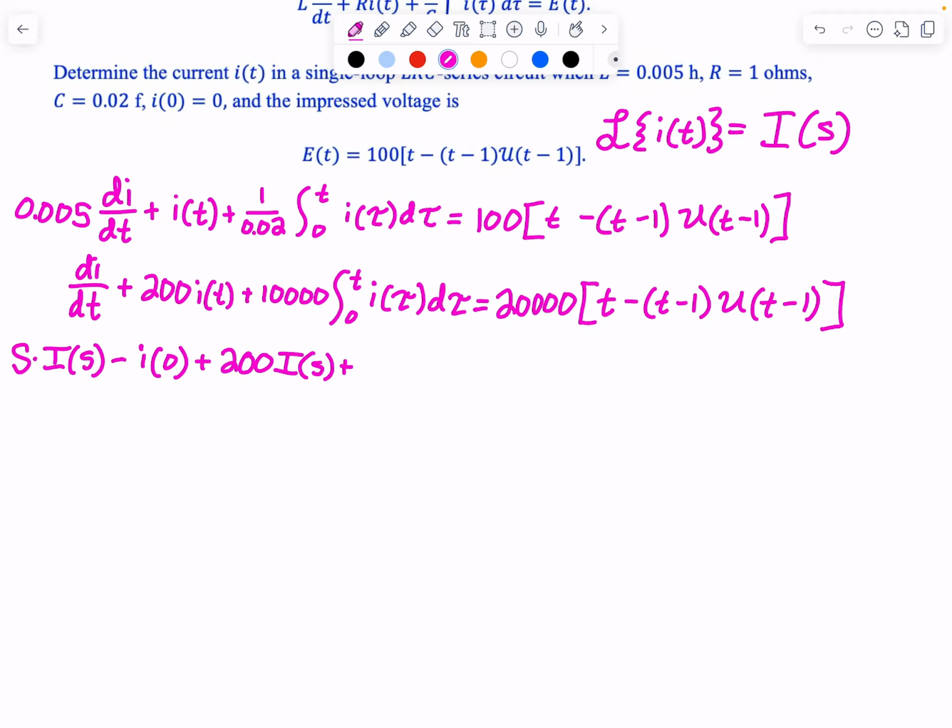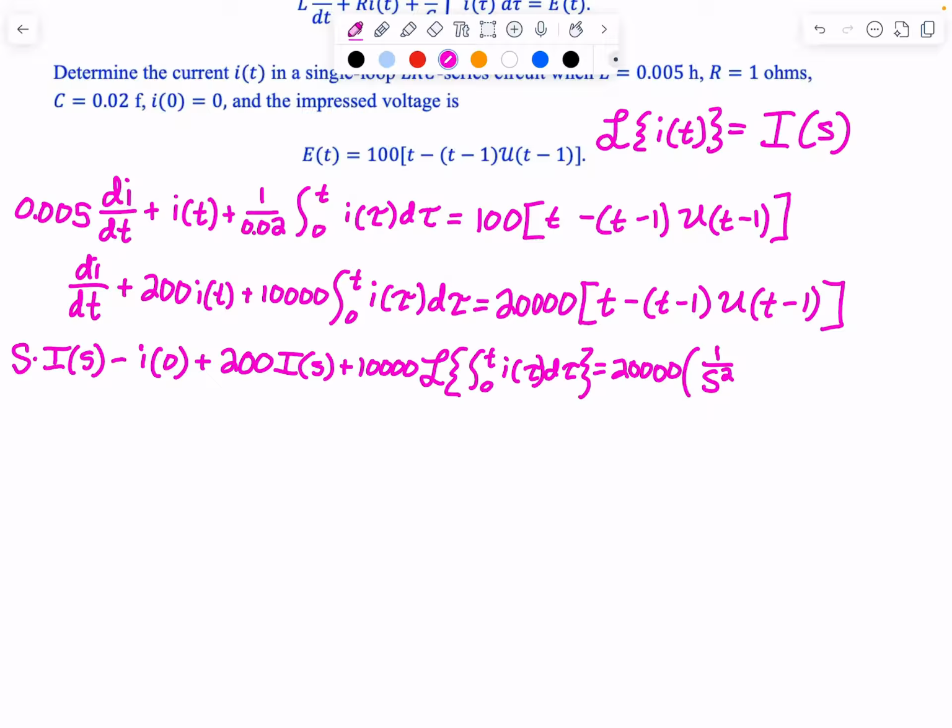And then it's going to be the Laplace of this. So I'm just going to put 10,000 and then the Laplace of the integral from 0 to t of I of tau d tau. We'll deal with that in a moment. All right, and this equals then, if I'm going to go ahead and do the Laplace of this side, I'm going to get a 20,000. The Laplace of t is 1 over s squared.